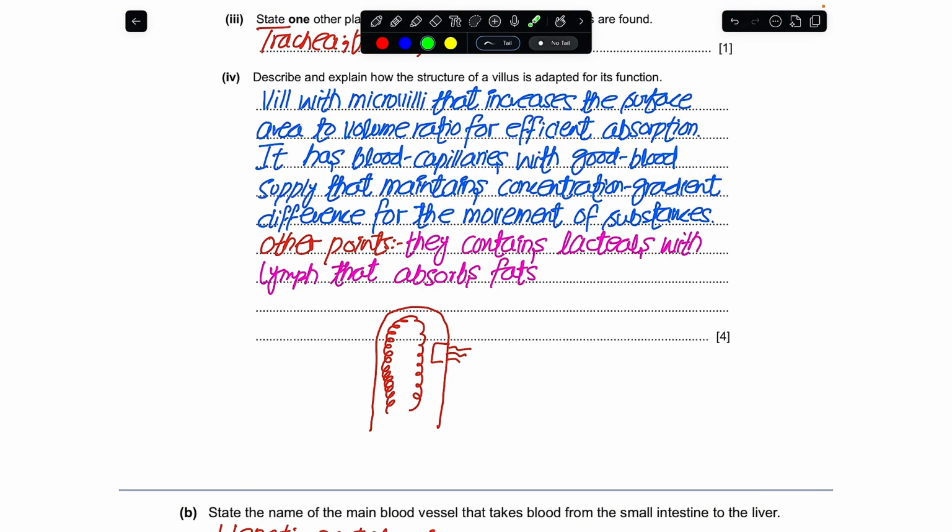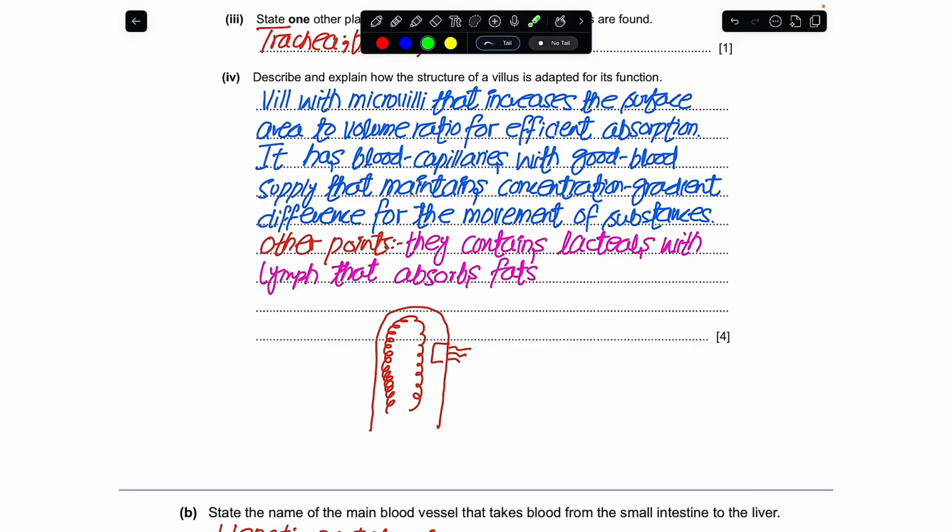So here we have just covered 4 points: the microvilli having an association with an increase in the surface area to volume ratio, and then the blood capillaries having a good blood supply to maintain the concentration gradient difference. So these are 2 points each. If you were to write some other points, you can talk about the lacteals that would absorb the fatty acid and the glycerol.